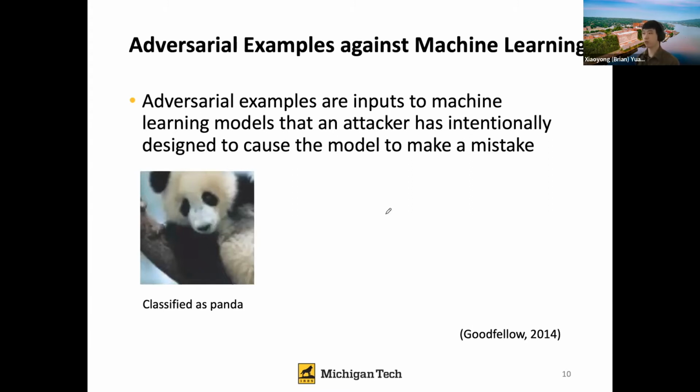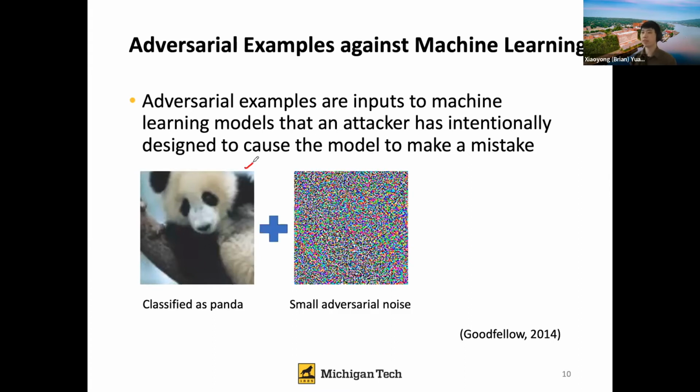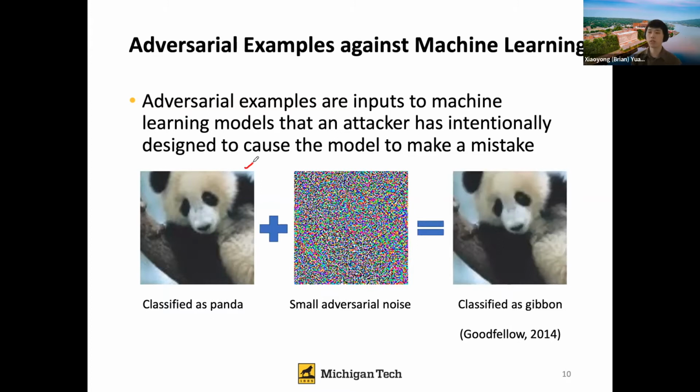And this model is trained very well, and can classify this image as a panda. But suppose we have an attacker who can intentionally generate what we call adversarial noise, and we add this noise to the original panda image. We find that it causes the machine learning model to misclassify this image, so the panda image is classified as a gibbon. However, for us human beings, we can see that this is still a panda image, right? So this causes a very serious security problem in machine learning models.